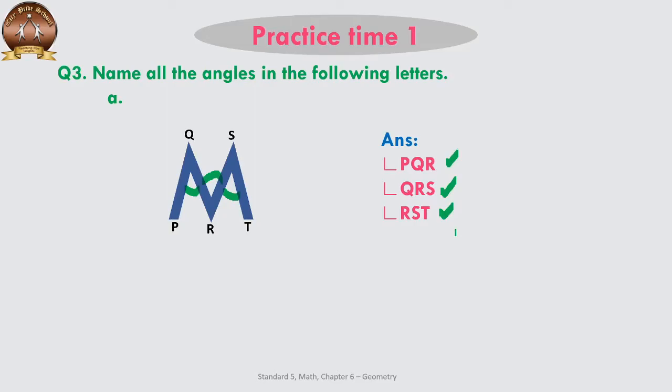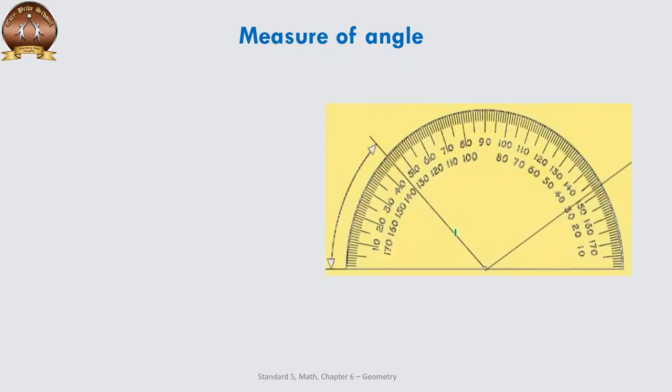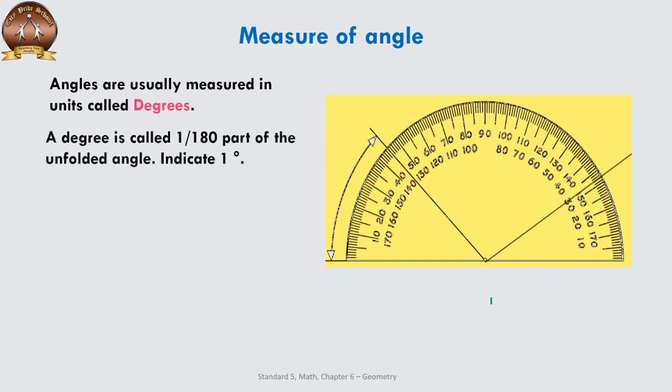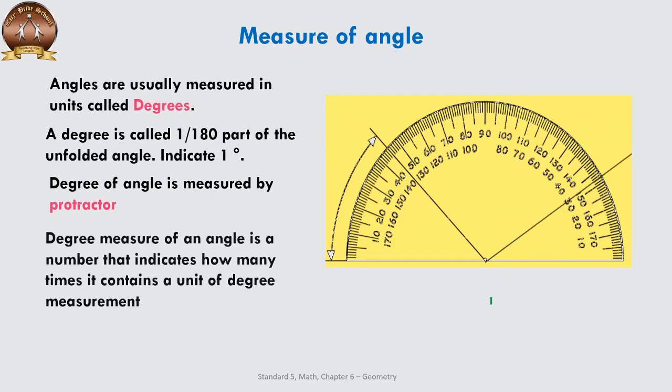You can have many more letters which have the angles. Only the curved letters like S, O will not have any angle. Now how do we measure an angle? The measure of an angle is done by a special device known as a protractor. This is known as a protractor, which you can see in a yellow figure over here. Angle is usually measured in unit called degrees.